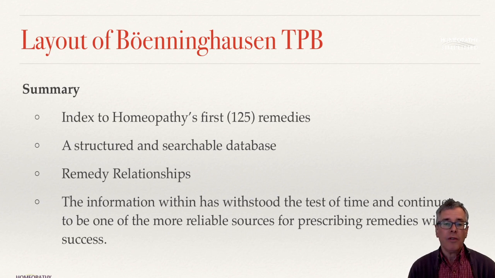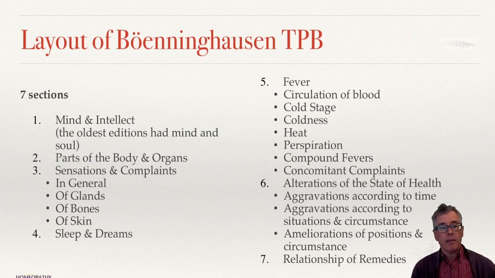So we see these very accurate remedy lists, symptoms listed according to the provings of the remedy, which were done in the early days of homeopathy. And I think there's something to be said for that. It also contains the remedy relationships, whereby remedies that follow each other well, remedies that antidote each other, etc. The information overall has withstood the test of time and continues to be one of the most reliable sources for prescribing remedies with success. Again, to remind about the layout of Boenninghausen's therapeutic pocketbook.